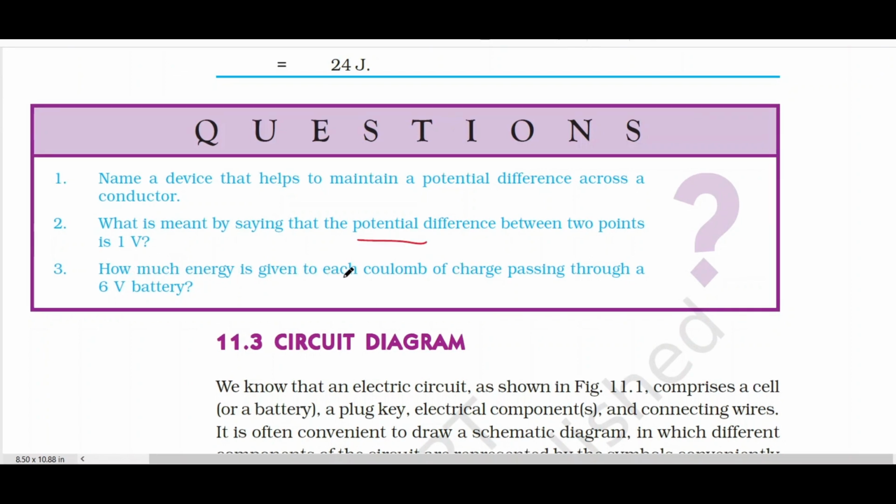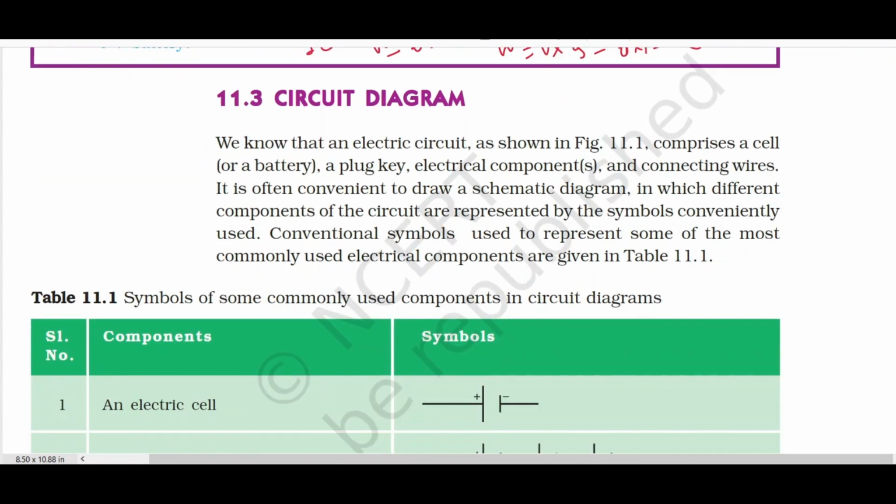How much energy is given to each coulomb of charge passing through a 6-volt battery? So we have to calculate here that how much energy is given or work is done when 1 coulomb charge passes through a 6-volt battery. तो यहाँ पे हमारा चार्ज कितना है 1 coulomb, हमारा potential difference कितना है 6 volts. So work done would be potential difference into charge, which is 6 into 1, which is 6 joules. Okay, so fairly simple. Let's move on.